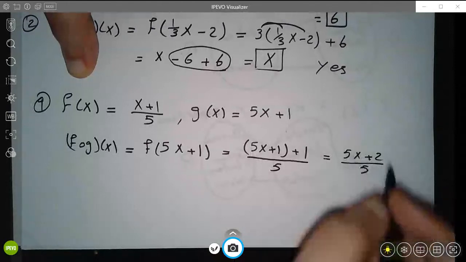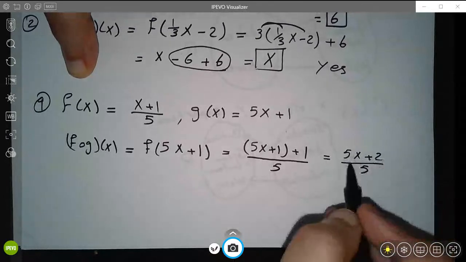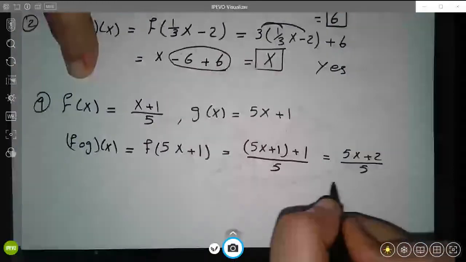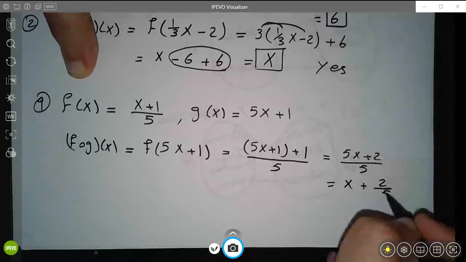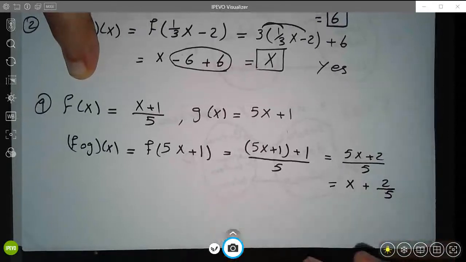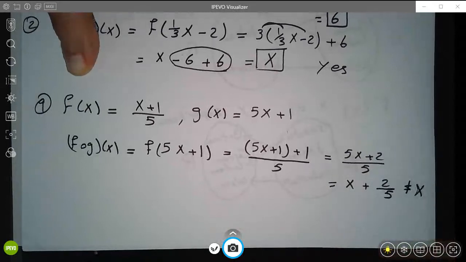Now, this is as far as the simplification gets. Technically, you can split this, and then you end up with x plus 2 over 5, if you want. But that's simply you rewriting. It's not simpler, it's just different. But anyway, it's not x. It didn't leave us at x. We still have something left, which means these two are not inverses.